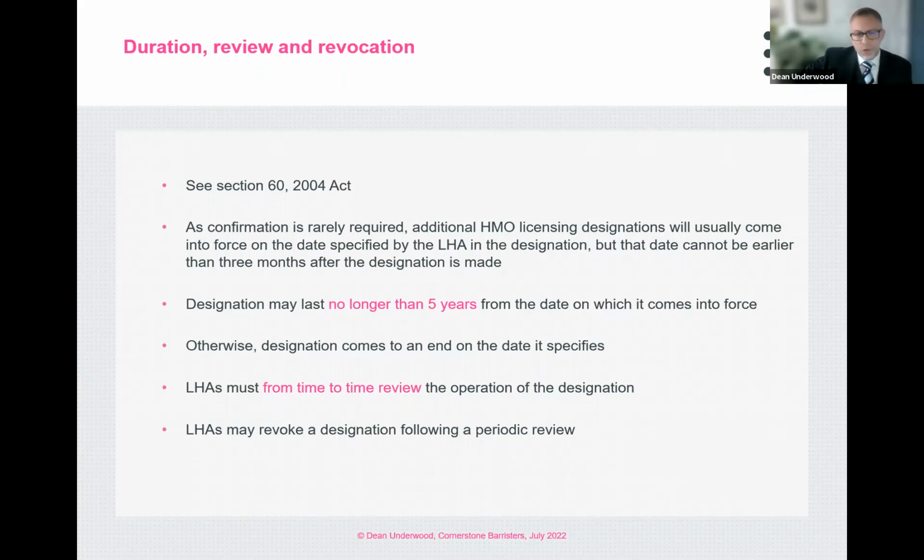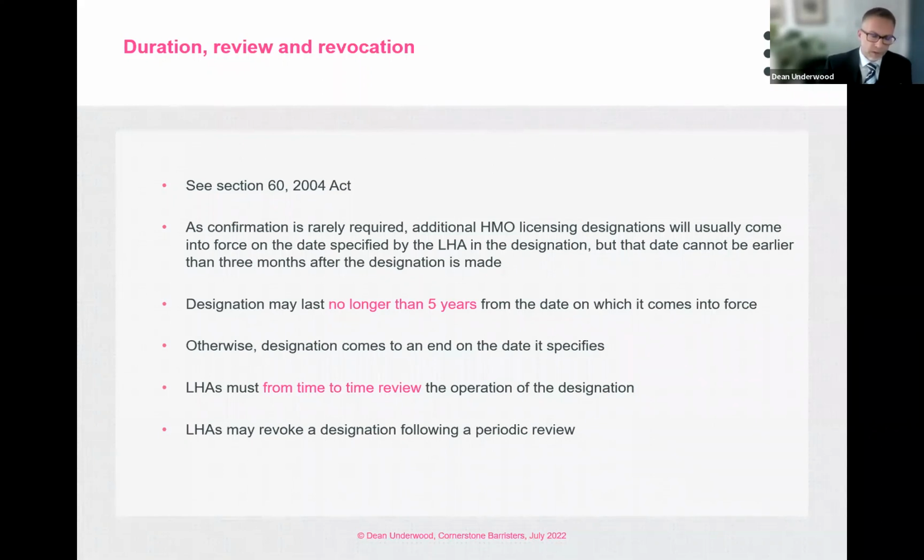The designation, as many of you will know, cannot last longer than 5 years from the date on which it comes into force. Otherwise, it needn't last 5 years, and it will come to an end on the date that is specified by the local housing authority. So, for example, where a problem has arisen in a particular area of a district, which is not subject to additional licensing, but another area of the district is, then what the local housing authority might choose to do is make a short designation in the latest area, so that the commencement of any new designation that covers both areas in future designations will commence at the same time.